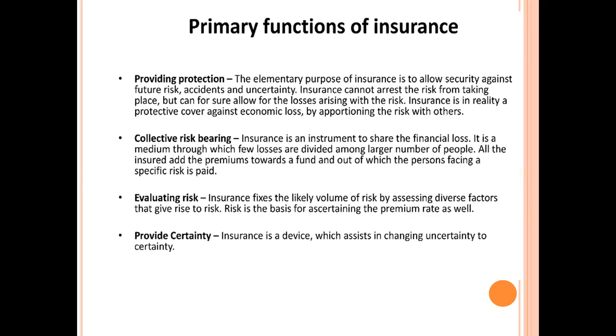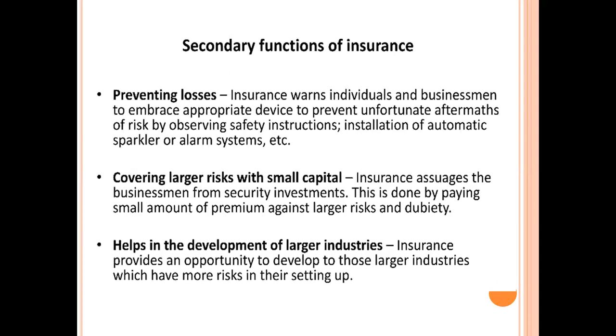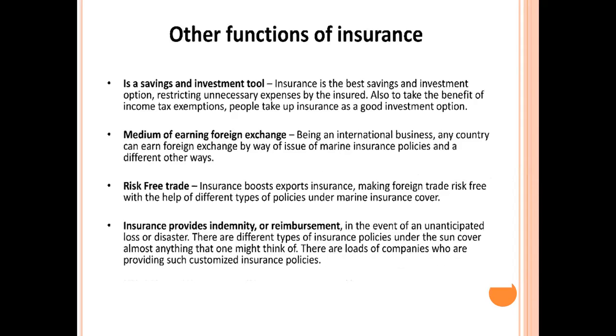So what are the primary functions of insurance? It has to provide protection, it is collective risk bearing, and they have to evaluate the risk and provide certainty. Secondary functions of insurance are preventing losses, covering large risk with a small capital, and helping in the development of larger industries. Other functions of insurance are a savings as well as investment tool, a medium of earning foreign exchange, and risk-free trade. Insurance provides indemnity or reimbursement.